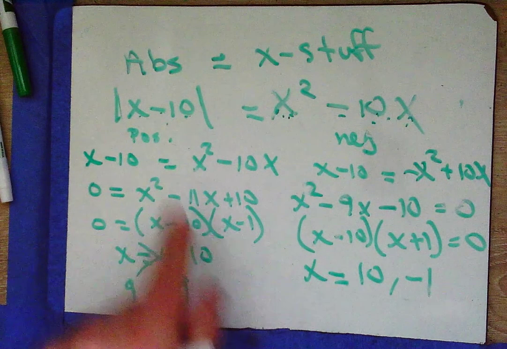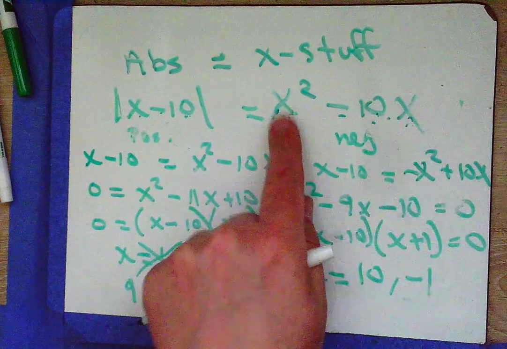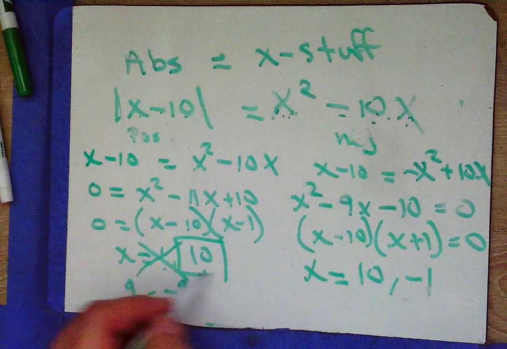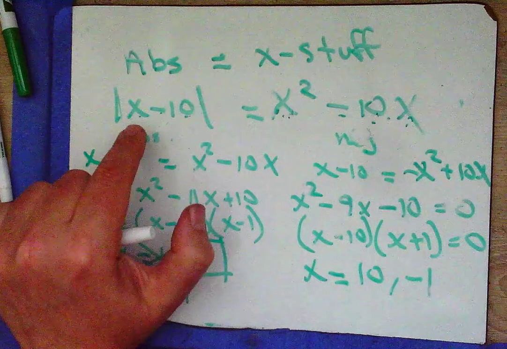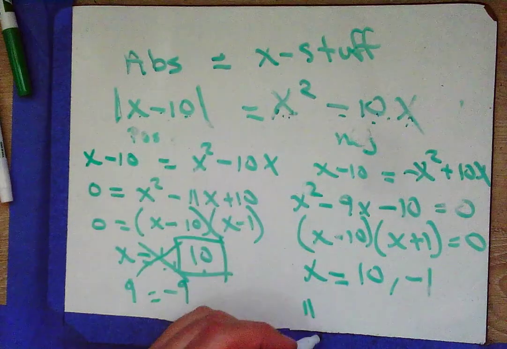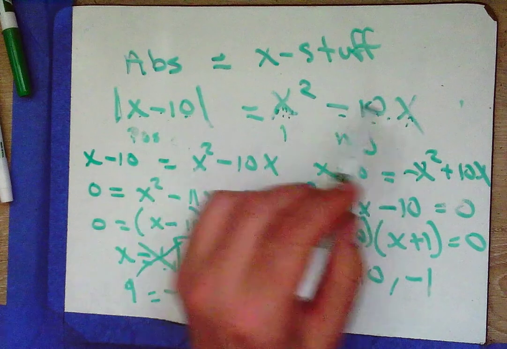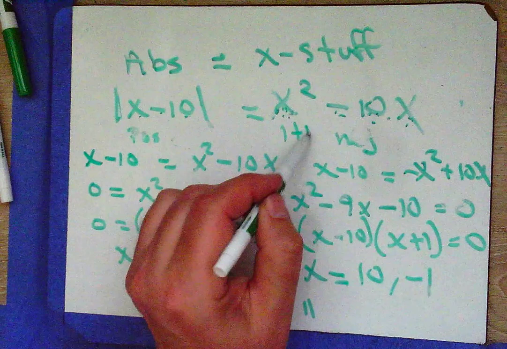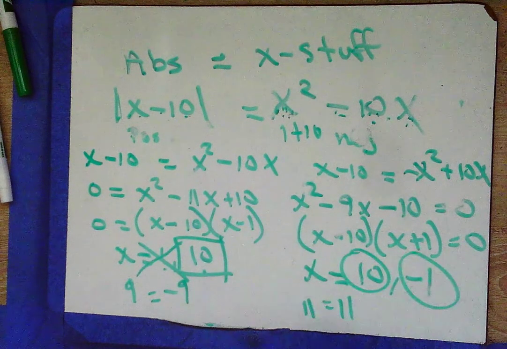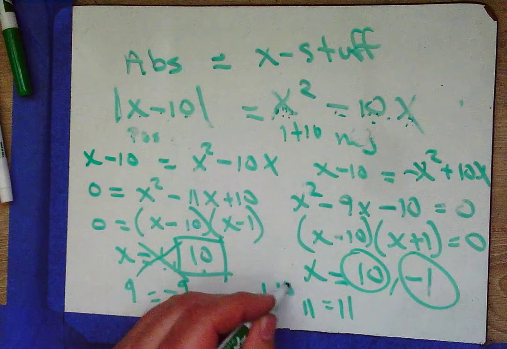What if I plug in 10? 10 minus 10 is 0. 10 squared is 100. 10 times 10 is 100. 100 minus 100 is 0. 0 equals 0. That works. What about negative 1? Negative 1 minus 10 is negative 11. The absolute value of negative 11 is positive 11. Here, negative 1 times negative 1 is positive 1. Negative 1 times negative 10 is positive 10. And so we end up with 11 on that side as well. So both of these work. Okay, so my answers are x equals negative 1 and 10 here.